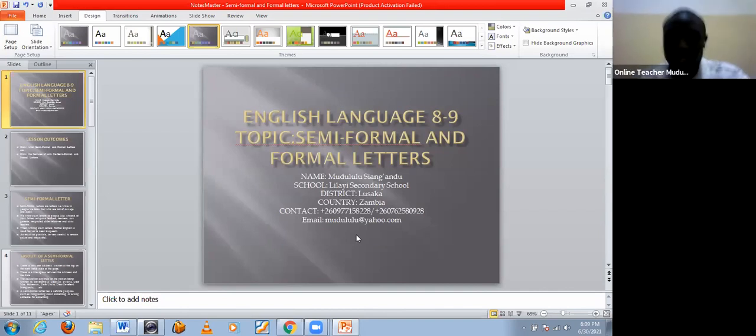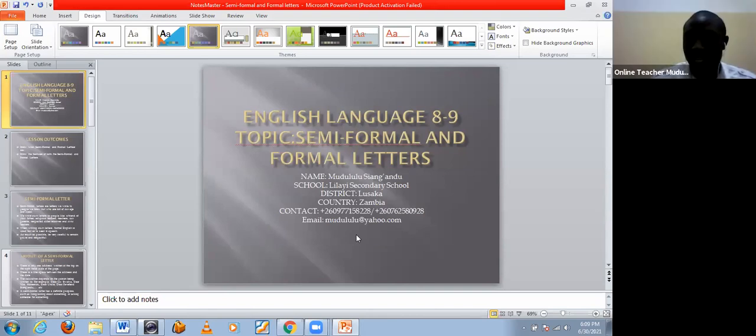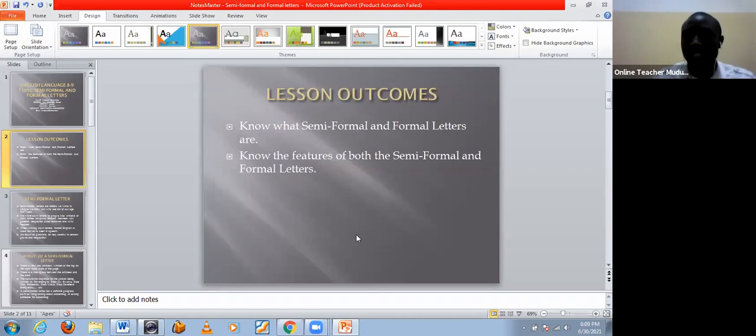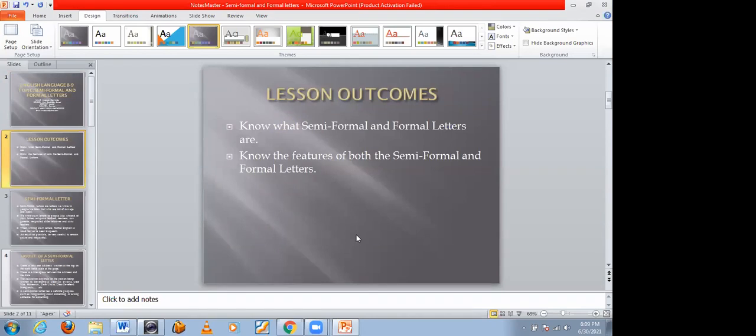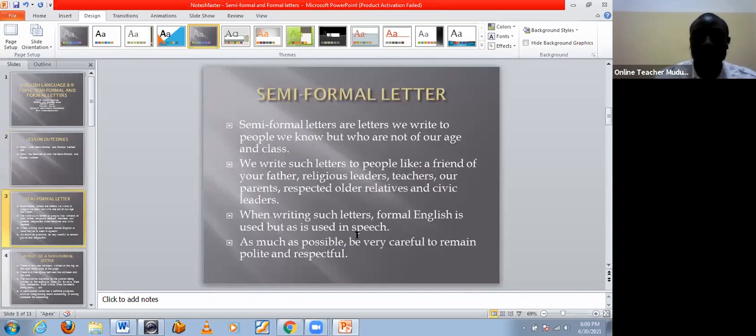That's very good. All right, so today we are continuing from where we ended last week, and we are looking at semi-formal letters and formal letters. So after this class, we should be able to know what a semi-formal letter is and also a formal letter. We also need to know the features of both the semi-formal letter and the formal letter.